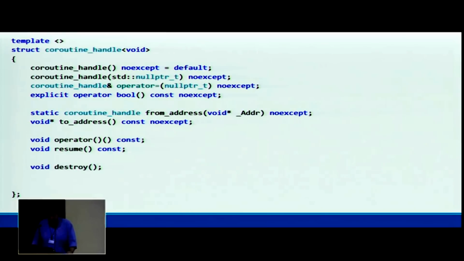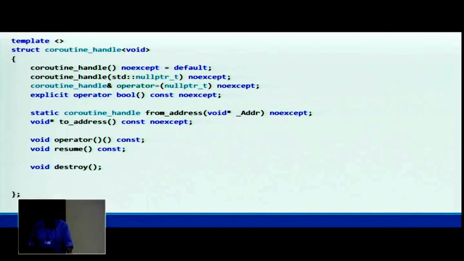Fourth, the handle provides the ability to destroy the coroutine before it finishes executing. This will cause all the local variables to be destroyed, just as if a return statement were evaluated at the last suspension point that was reached in the coroutine, and we'll see an example of that in a minute.